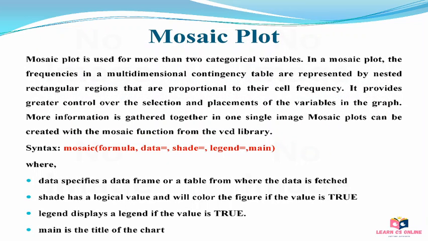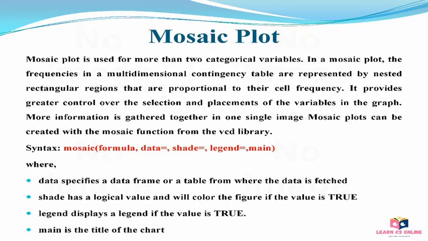Mosaic plot is used for more than 2 categorical variables. In a mosaic plot, the frequencies in a multi-dimensional contingency table are represented by nested rectangular regions that are proportional to their cell frequency. A mosaic plot can be created with the mosaic function from the vcd library.